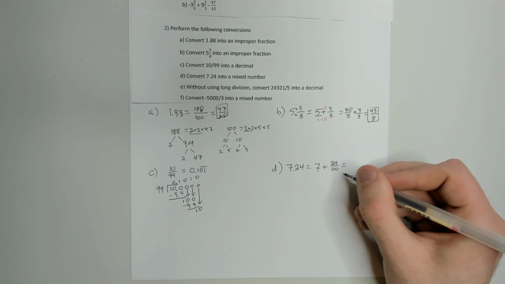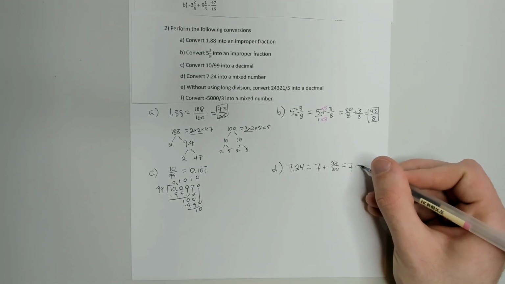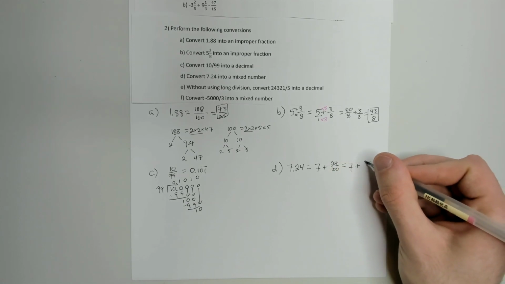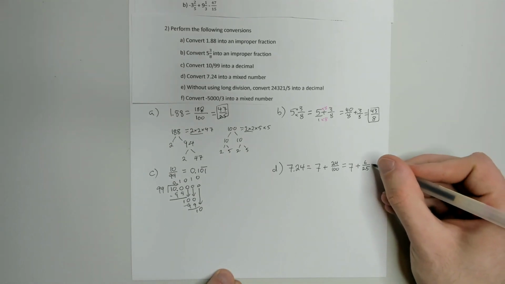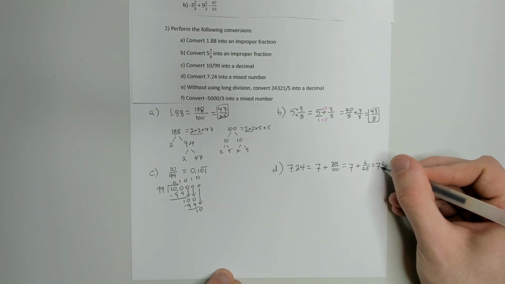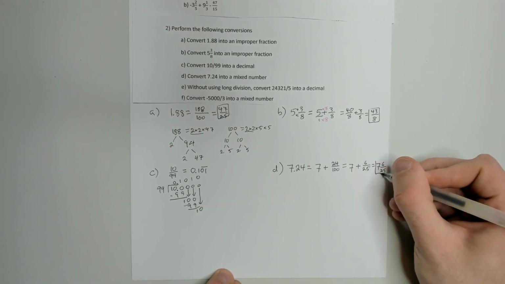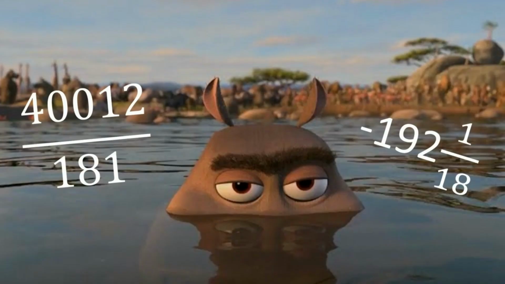These are both divisible by 4. So we get 7 plus, and then 24 divided by 4 is 6, 100 divided by 4 is 25. So 7 plus 6 over 25, which written as a mixed number is just 7 and 6/25. And that was covered in episode 28 of the series.